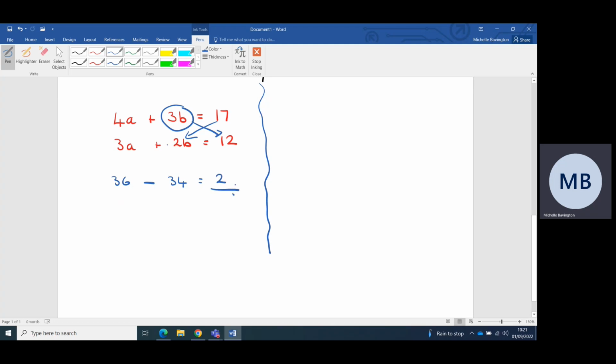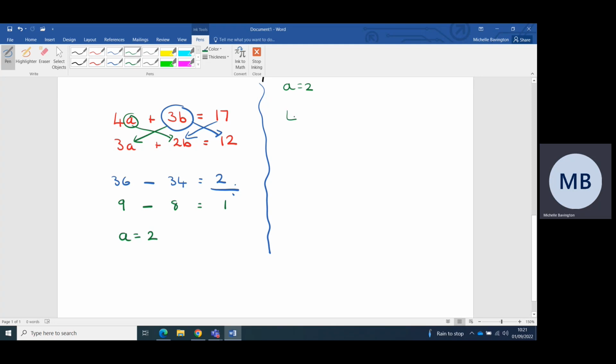I'm going to divide that. Right, second line, I'll change colour. 3 times 3 is 9 minus 4 times 2 is 8. So that equals 1. 2 divided by 1 equals 2. So therefore a equals 2. Put that up there.